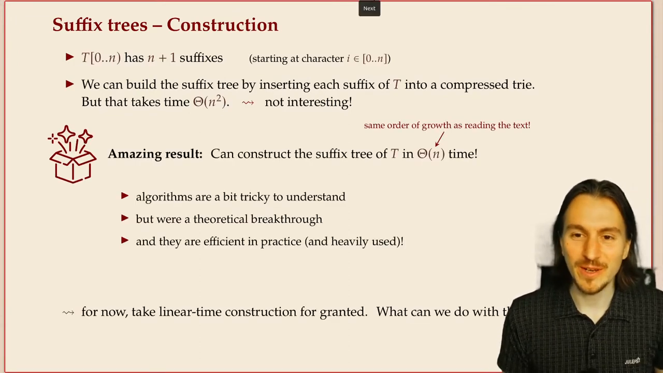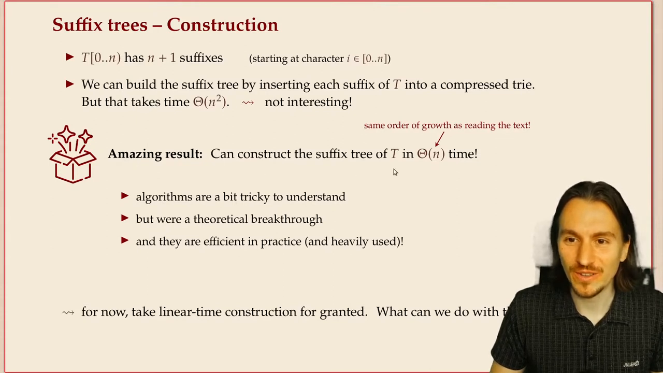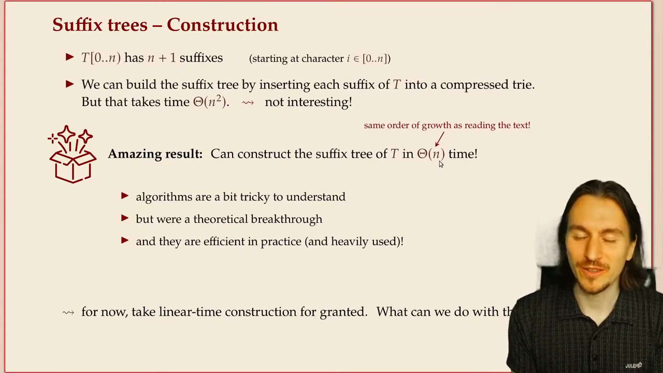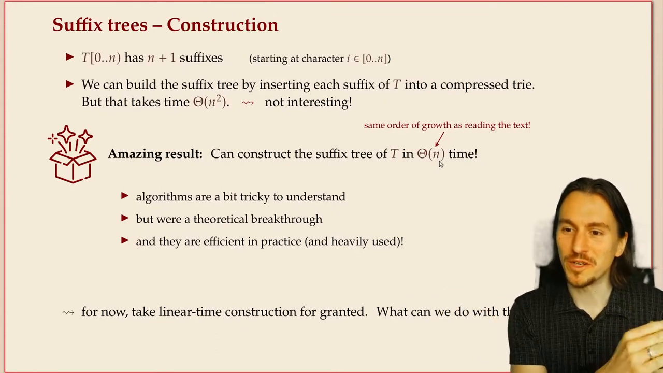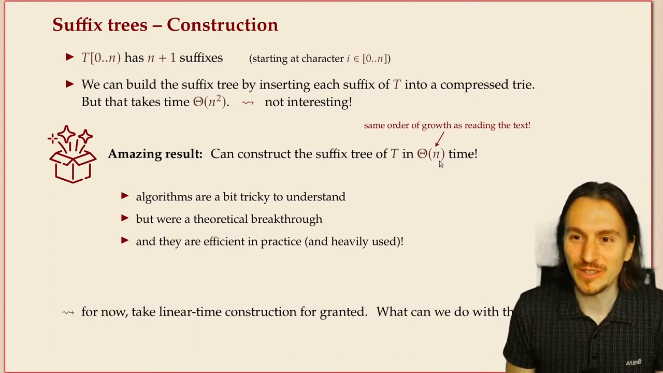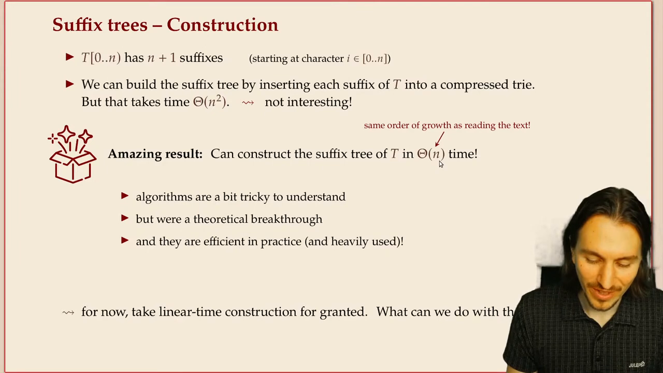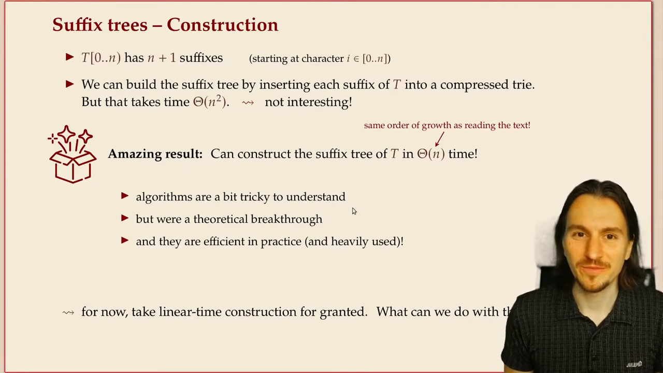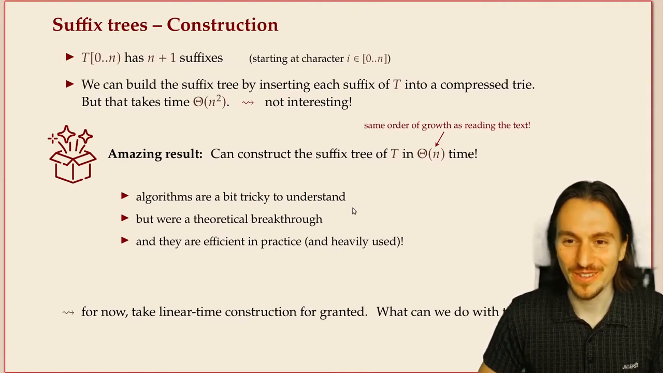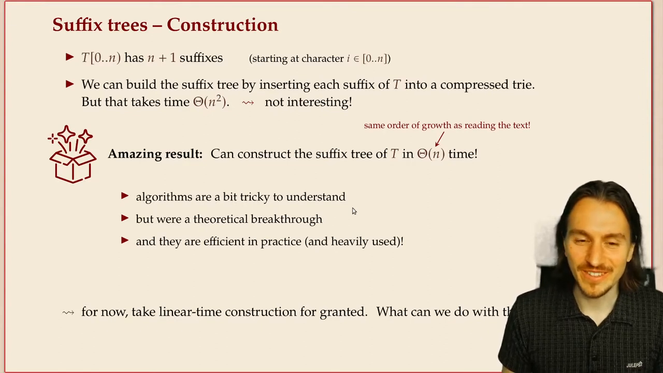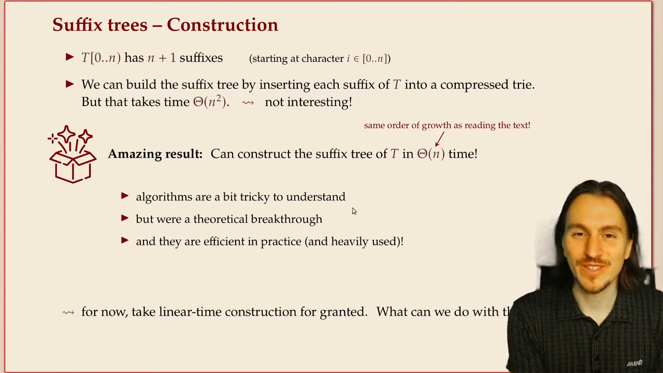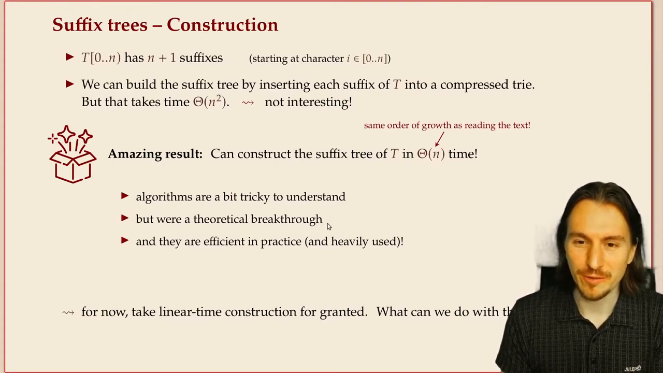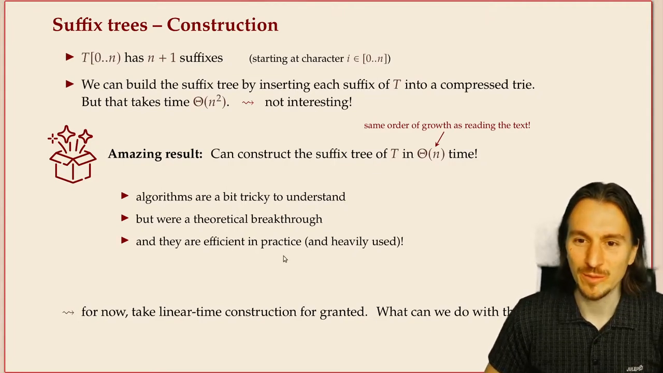The amazing result that people found is you can actually construct the suffix tree in linear time, the same time asymptotically, only a constant factor difference, than just reading the text once. That's, in essence, the time you need to construct this complicated tree. The algorithms are a bit tricky. They date back to shortly after Knuth made this conjecture, I think. In the 70s, they were improved successively. They started out to be very complicated. They were certainly a theoretical breakthrough, but they also by now have heavy influence in practice.